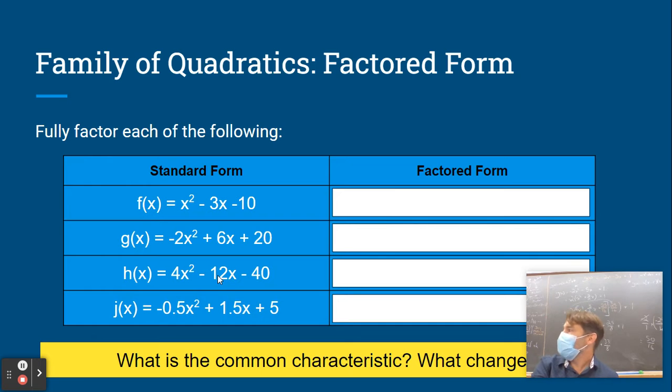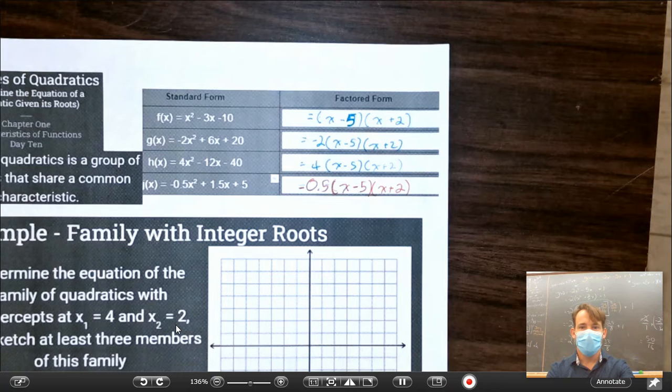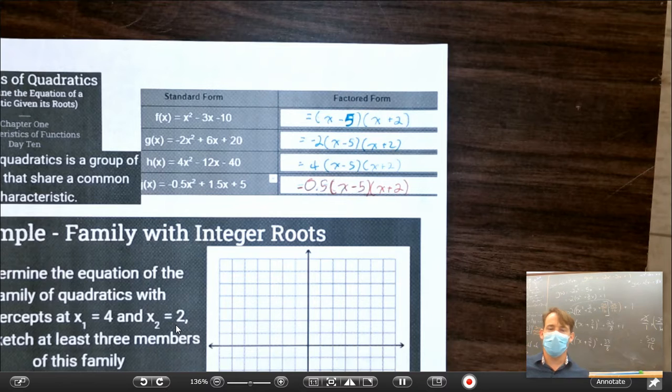So you've had a chance to factor these. Let's take a look at what you got. This is what I got, and let me know if you have something different.